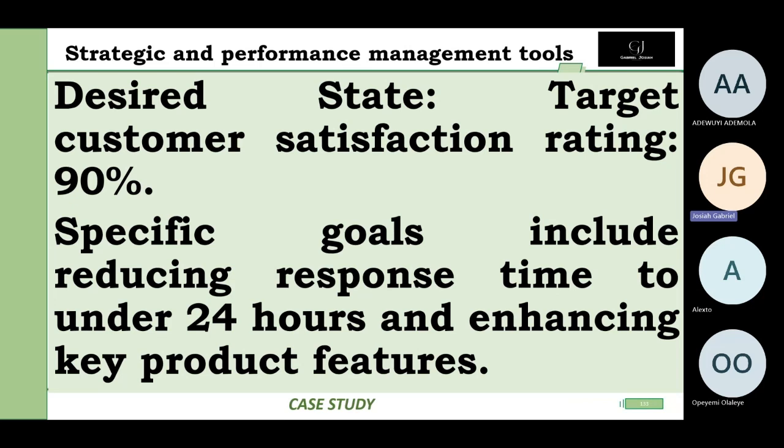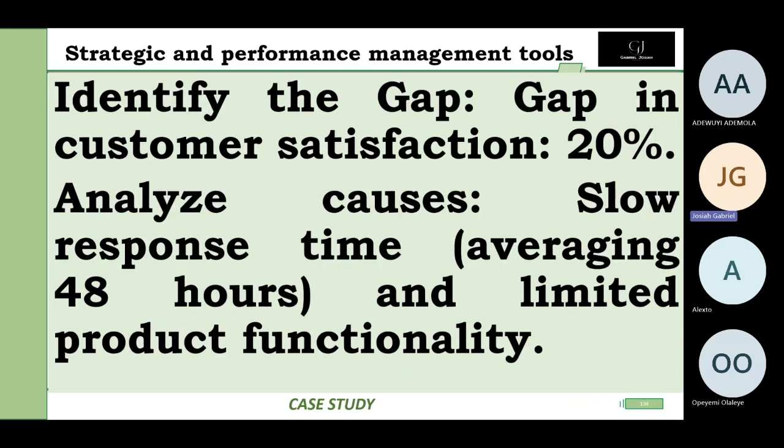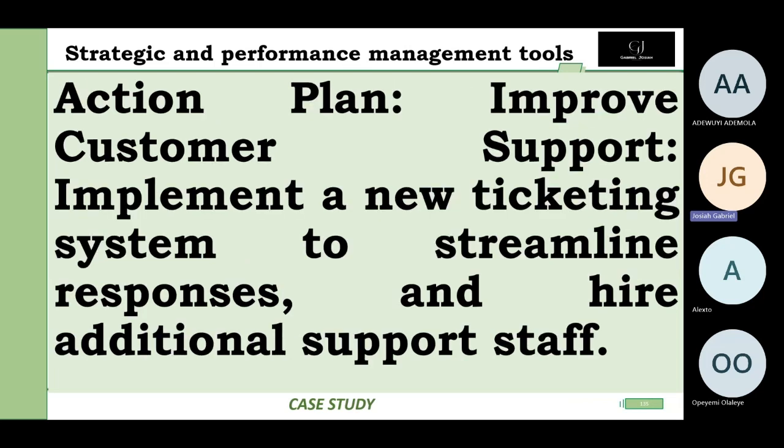So specific goals include reducing response times to under 24 hours and enhancing key product features. So the TAT should be within 24 hours. And you identify the gap. The gap is 20%. So analyze the causes or root causes. Slow response time, which is the challenge, averaging 48 hours. So you need to address the limited product functionality.